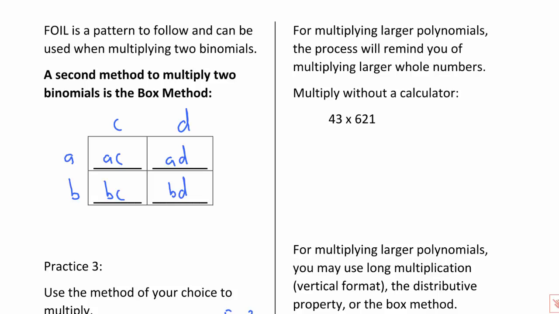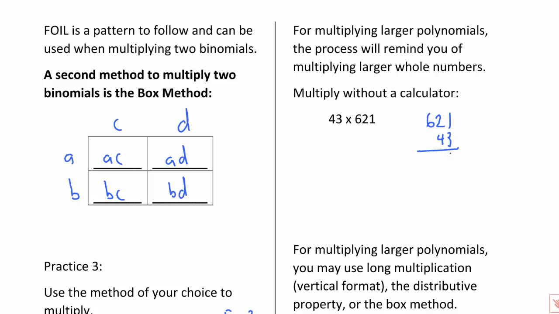For multiplying larger polynomials, the process will remind you of multiplying larger whole numbers. Multiply without a calculator. Now, here's the thing. Everything that you're about to see here, you've already seen. Now, 43 times 621, I'm just going to write 621 here and multiply it by 43. I'm going to take the 3 and multiply every digit in here by 3.